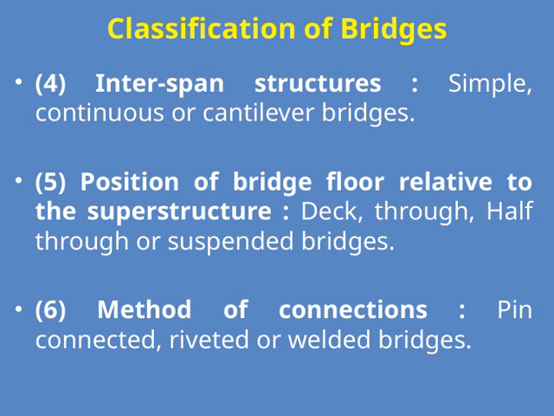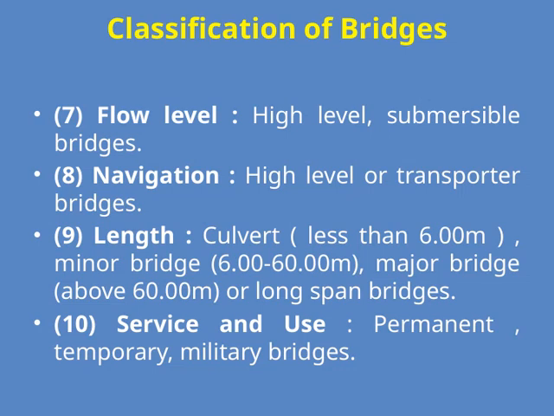Understanding these classifications helps us appreciate the complexity and versatility involved in bridge design, ensuring we select the right type for each specific project. Now, let's take a closer look at how bridges can be classified based on different factors. First, when we consider the flow level, we often categorize bridges as high level, especially submersible bridges. These are designed to allow water to flow beneath them, often used in areas with significant water movement.